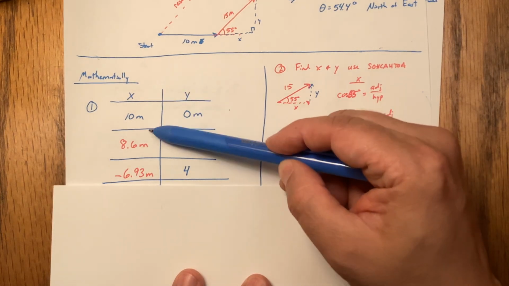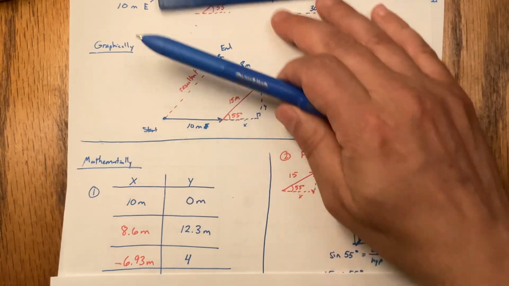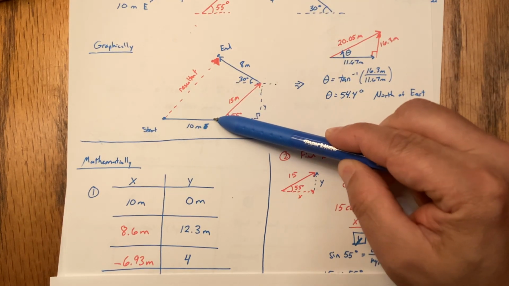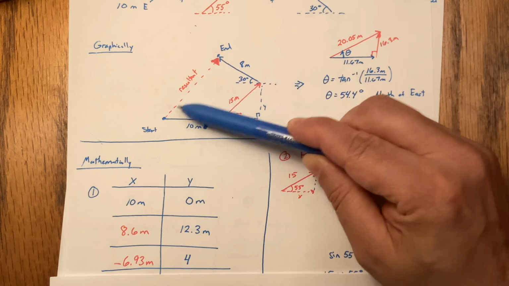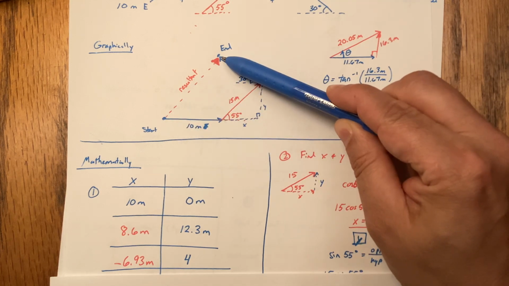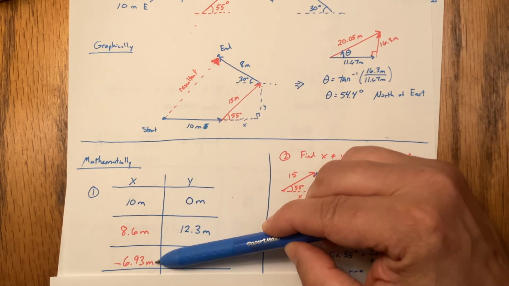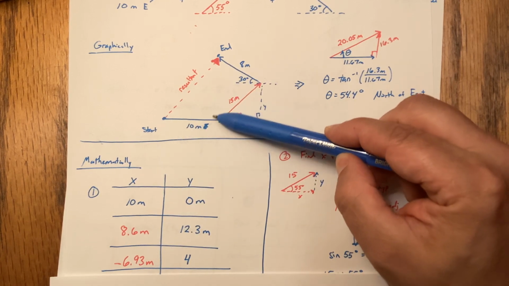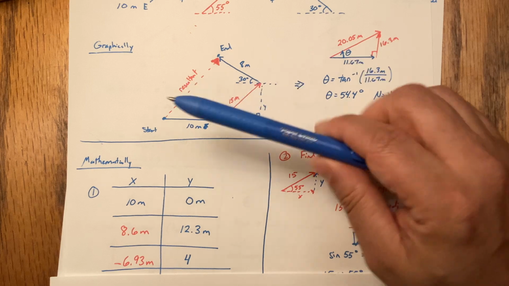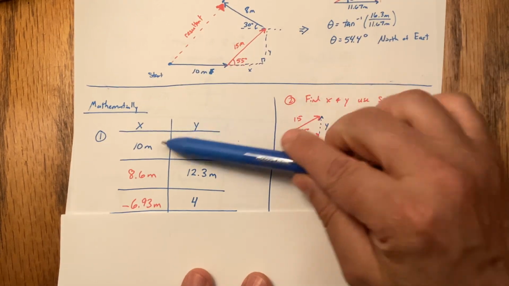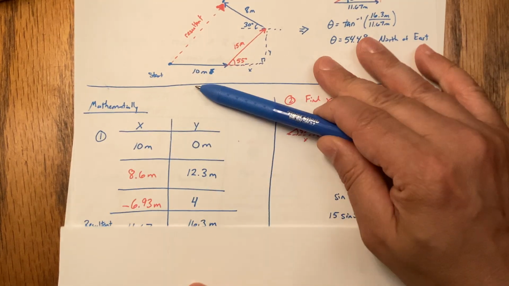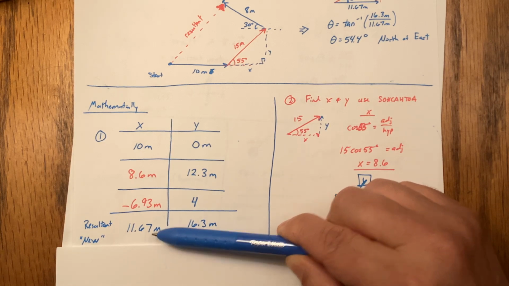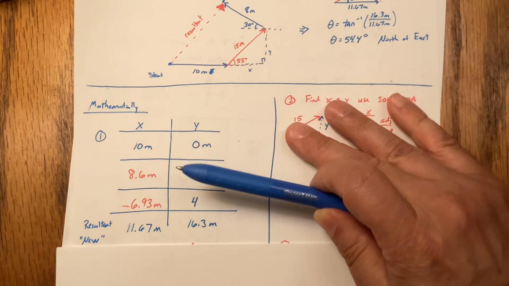Then what this is telling me is if I was to draw a new triangle that went over and up to my start and my end, these are all the components that add together to give me my new x value and my new y value. All right, so that's what we're going to do. We're going to add these all up, keeping in mind that this is a negative. So I get 11.67 meters for my new x and 16.3 for my new y.